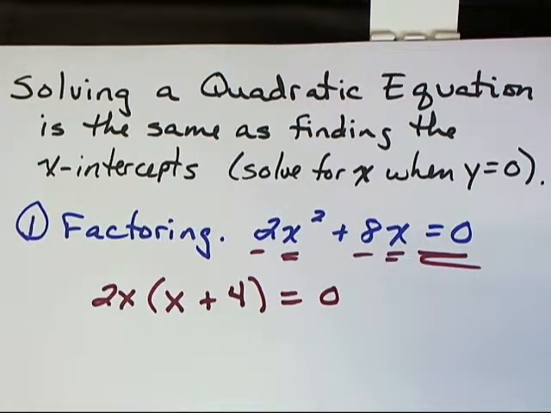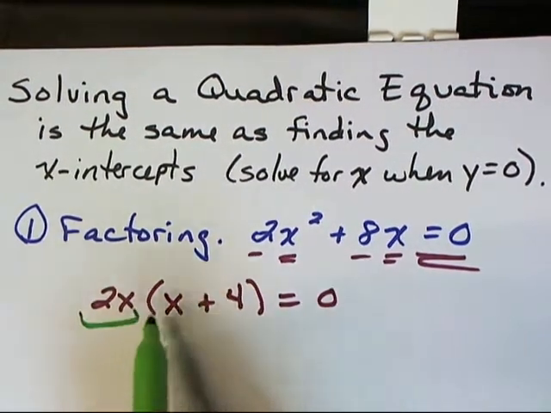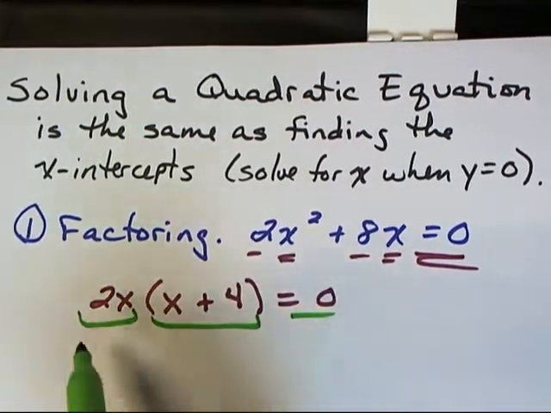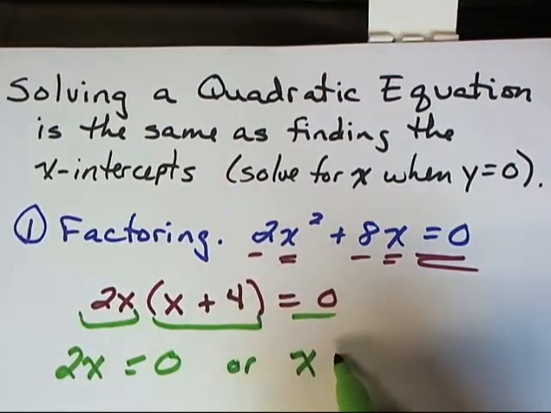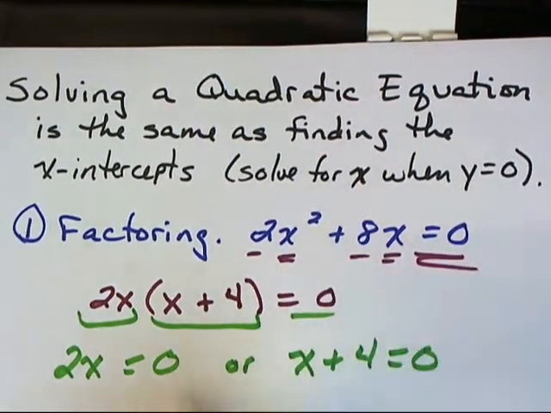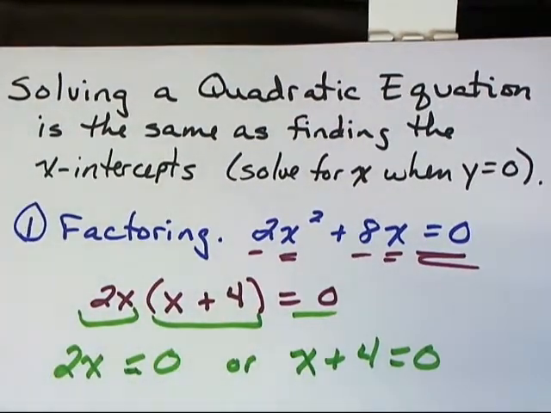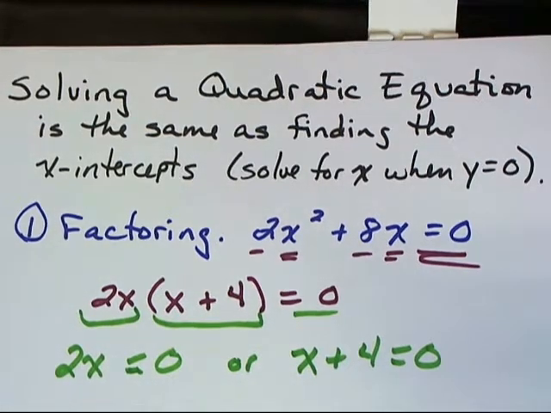Now that I am in factored form, I can solve this because I can apply the zero product property, which states if I have two things multiplied together set equal to 0, then either the first part is equal to 0 or the second part is equal to 0. I've now created two linear equations that I know how to solve.